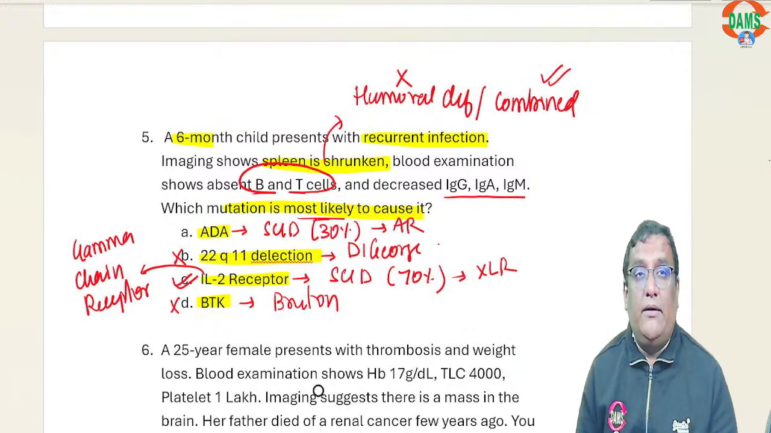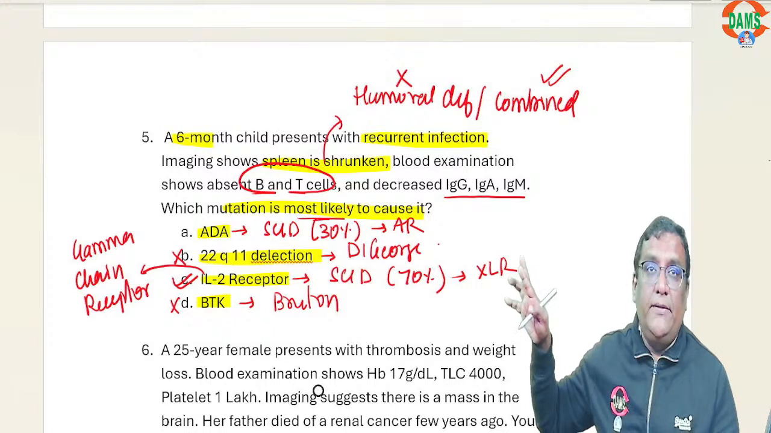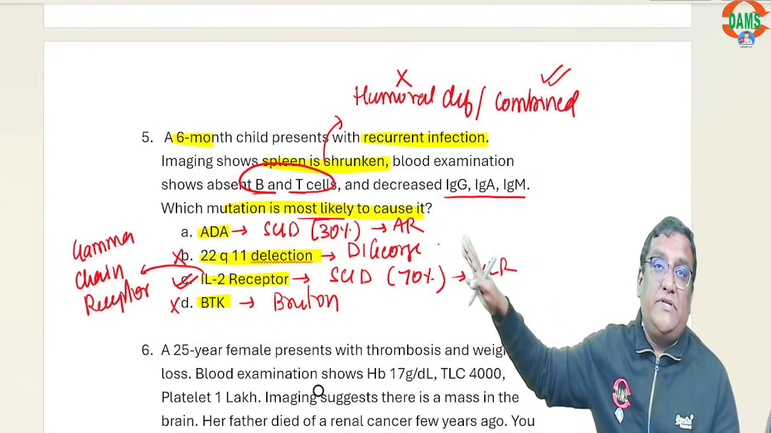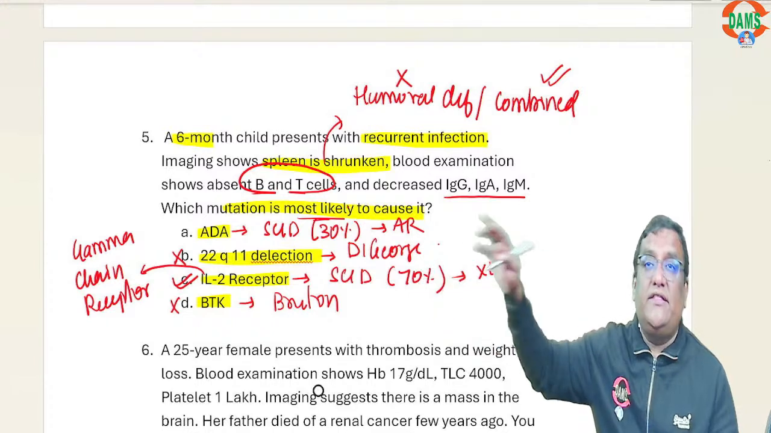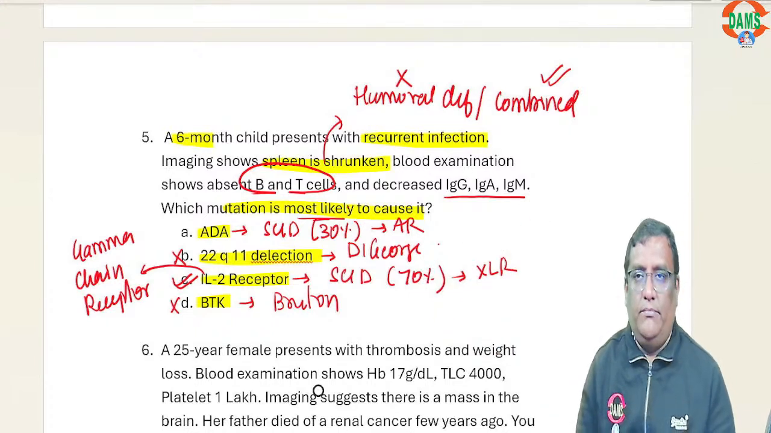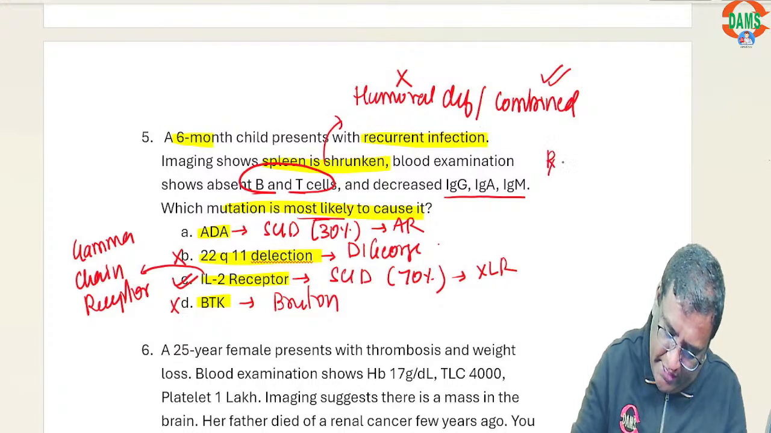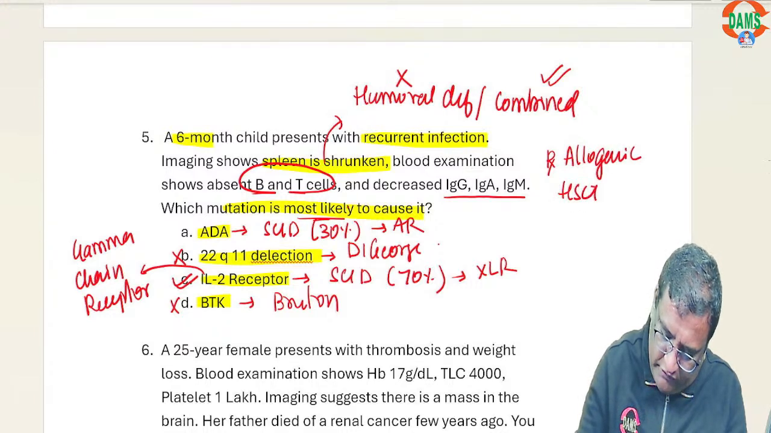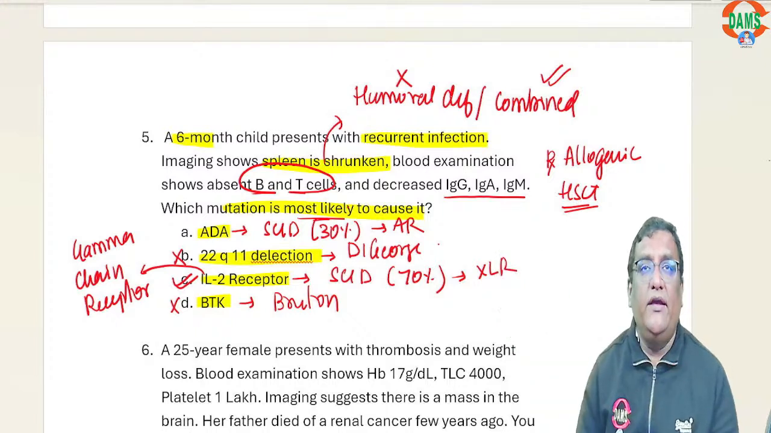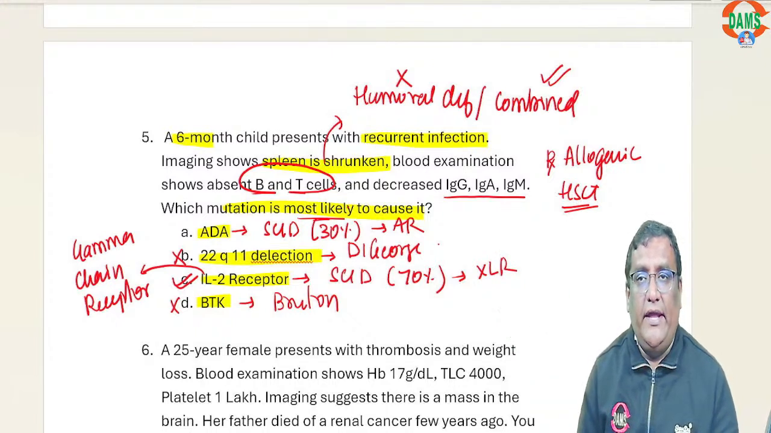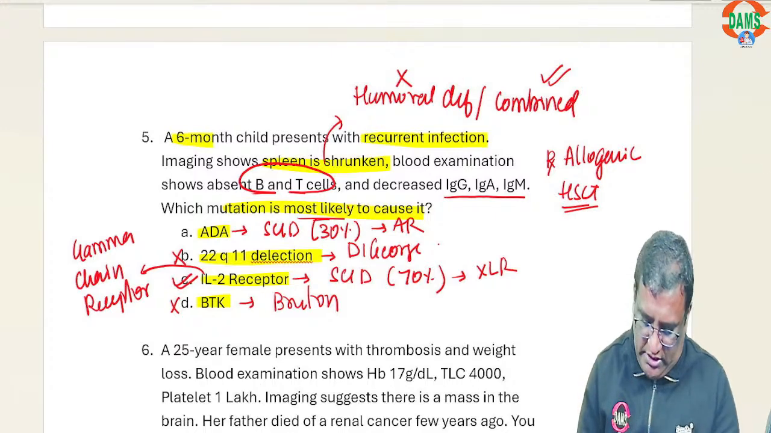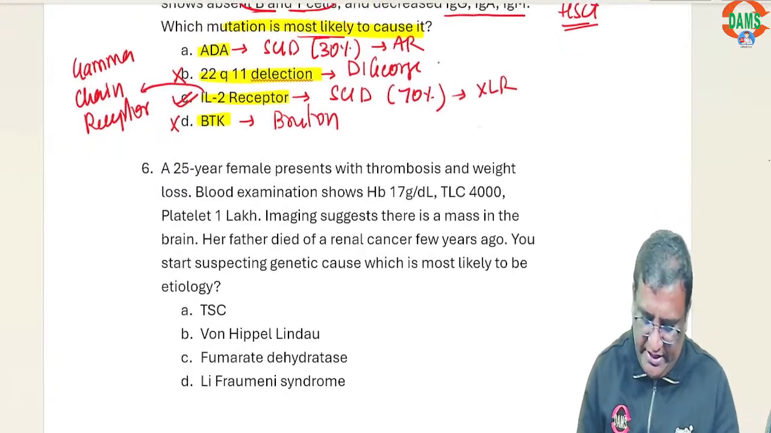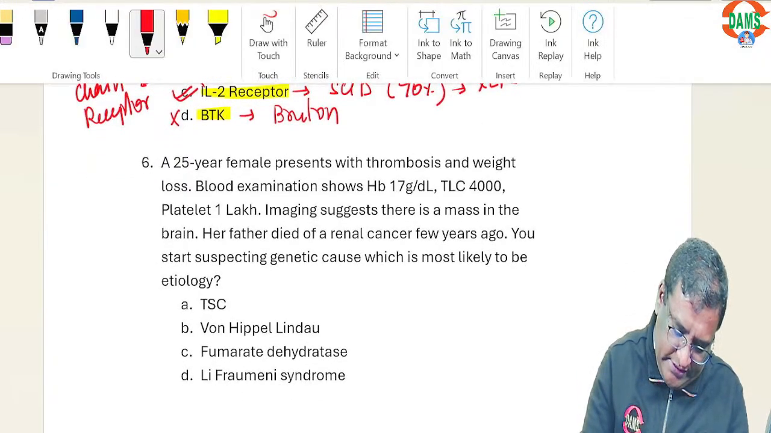One important thing: absent thymic shadow is primary in DiGeorge, whereas in SCID there is a secondary absence of thymic shadow. Treatment will be allogenic HSCT. That is the treatment of choice, and it should be early, because this is a very severe disease. Usually most of them die during infancy. Next, question number 6. Let us look at the last line again.